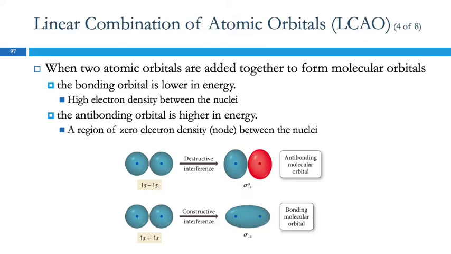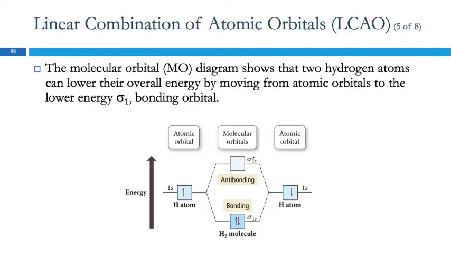So whenever we add two atomic orbitals together to form molecular orbitals, we're going to get a bonding orbital and an anti-bonding orbital. The bonding orbital is lower in energy and has high electron density between. The anti-bonding orbital is higher in energy and has a region of zero electron density between the two atoms. So instead of drawing funny balloon pictures, we draw orbital diagrams.